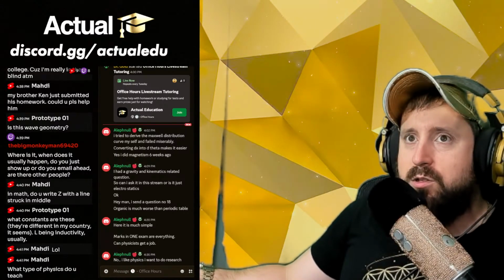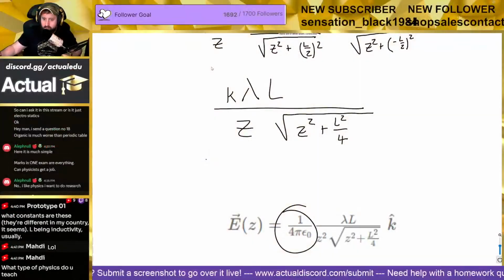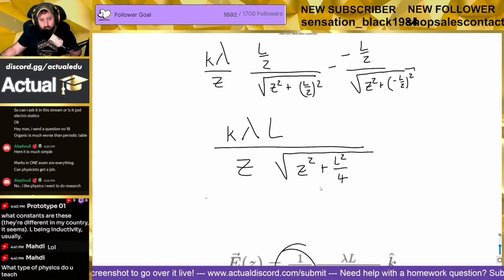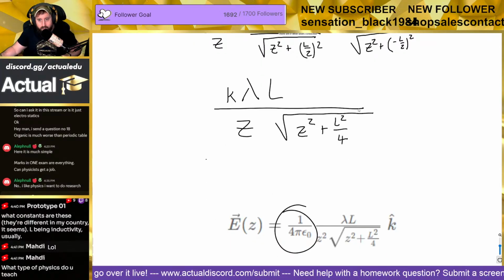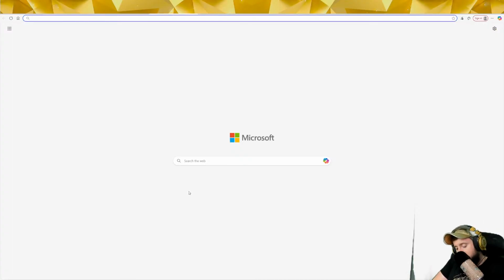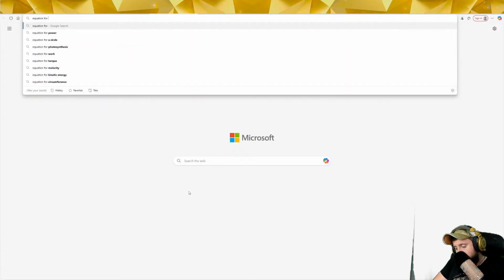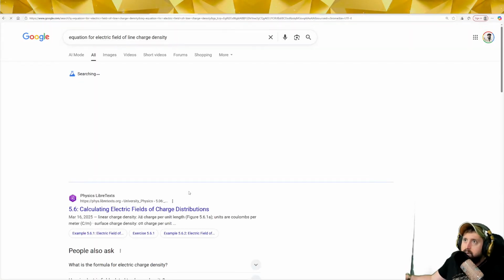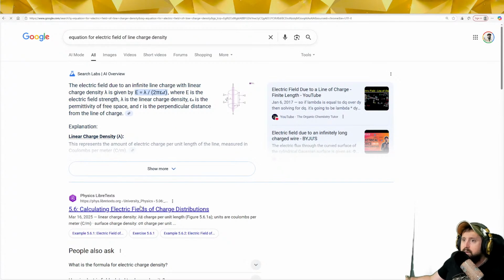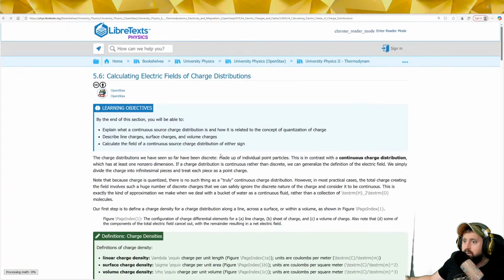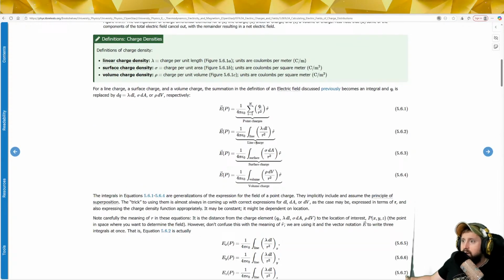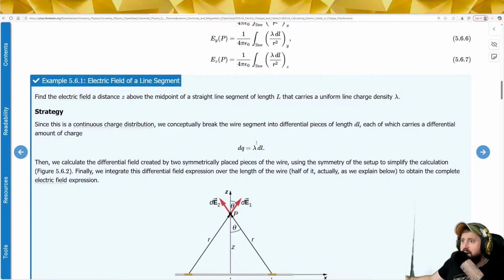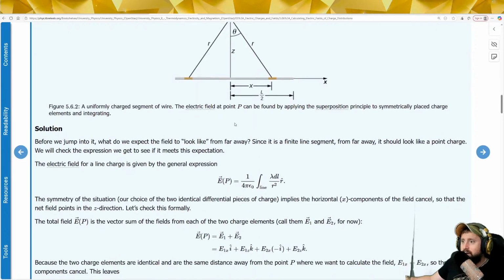What type of physics do I teach? Just intro physics. Yeah, this is intro E&M. Okay. I think this answer is correct. I think this answer is wrong. I can kind of Google this. Let's see, equation for electric field of line charge density. Someone has done this, guarantee you. I don't want it for... I want it for a finite length. Yeah, here we go.